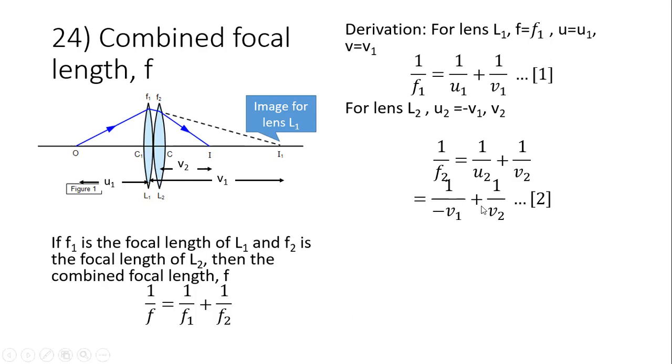Then add these two equations, 1 over F1 plus 1 over F2. This one will go off when you add them up, and you're only left with these two. So that's your U, that's your V, and this is 1 over F.